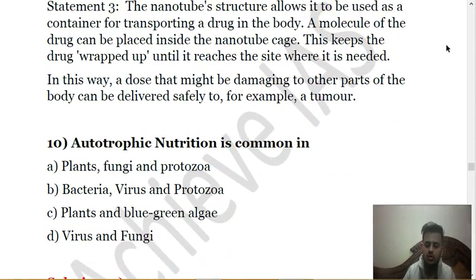The 10th question is: autotrophic nutrition is common in A, plants, fungi and protozoa; B, bacteria, virus and protozoa; C, plants and blue green algae; D, virus and fungi.